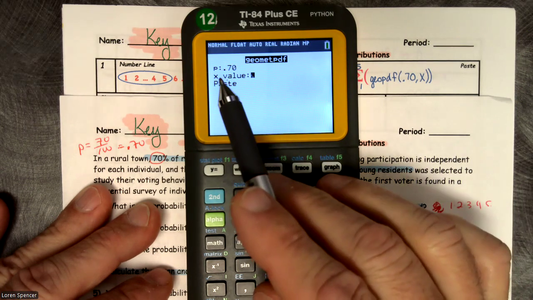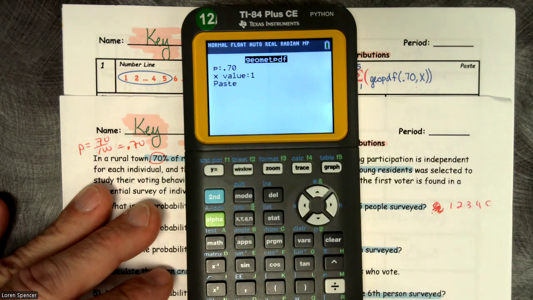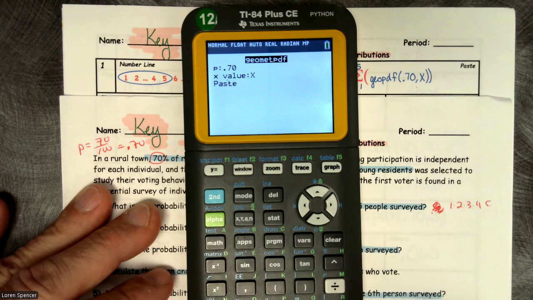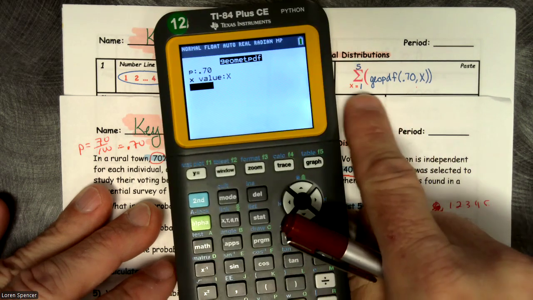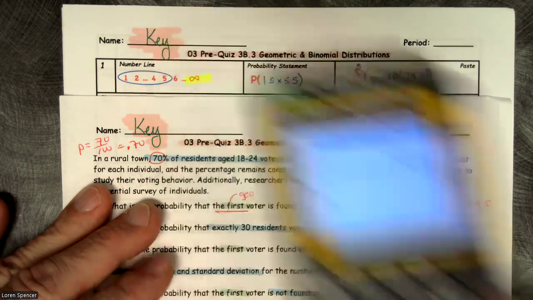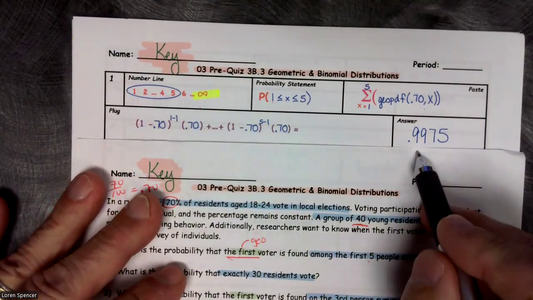If we're using the summation key, this will always be an X. So we press the X,T,n button, and that's what we're pasting in, and that's what goes here, 1 to 5, pasting. And we end up getting 0.99757. Okay, so that's our answer.